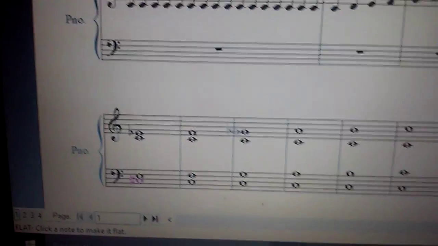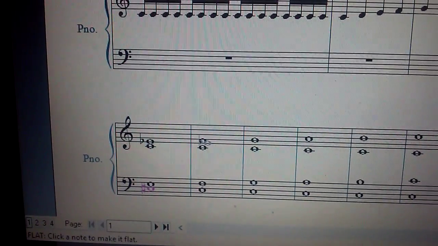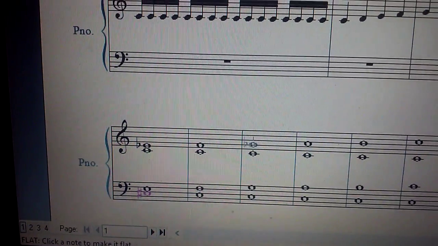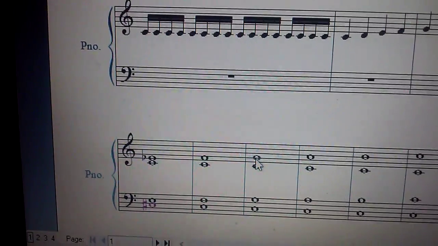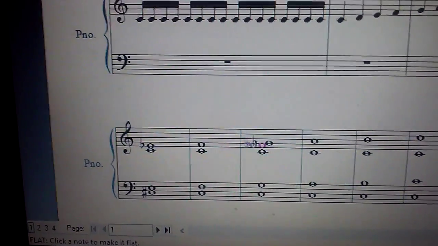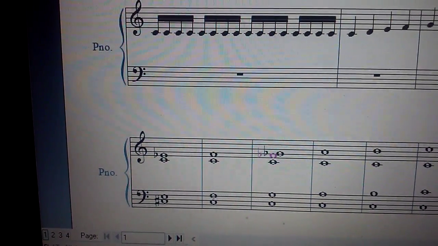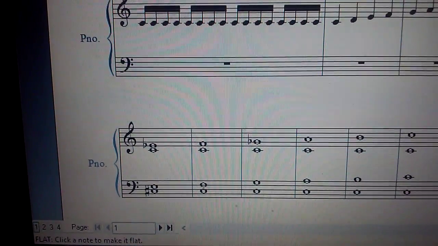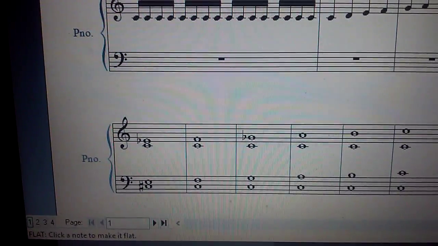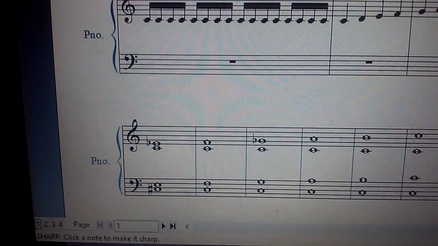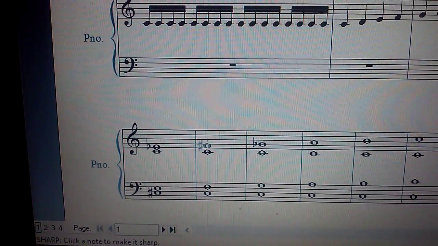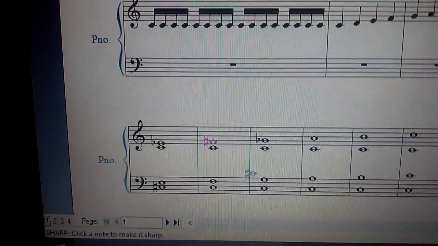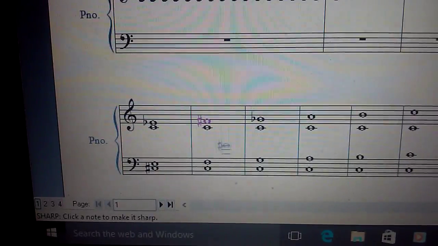Next, you have the perfect intervals. Perfect intervals, when you make them smaller, don't become minor, they become diminished. So if you have a C and a G flat, you'll have a diminished fifth. If you have a C and an F sharp, you will have an augmented fourth. This is what happens when you increase the size of a perfect interval. They become augmented.